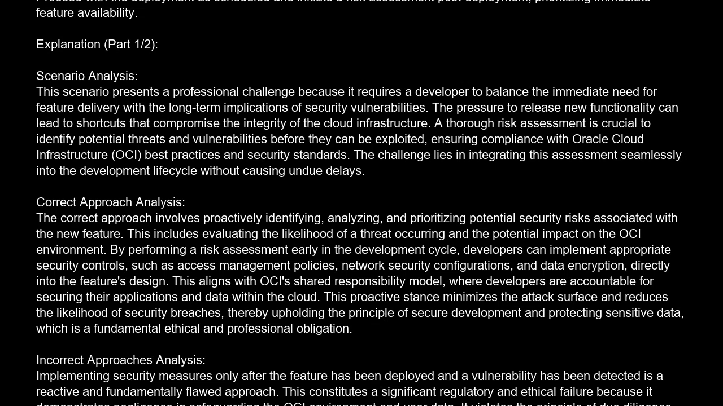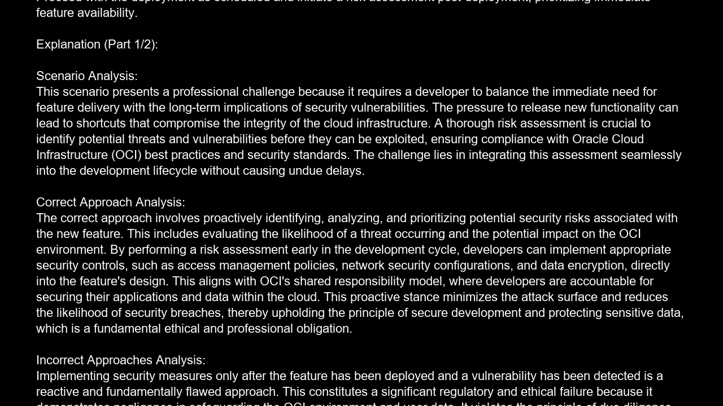The correct answer is C. Proceed with the deployment as scheduled and initiate a risk assessment post-deployment, prioritizing immediate feature availability. Explanation. Scenario analysis. This scenario presents a professional challenge because it requires a developer to balance the immediate need for feature delivery with the long-term implications of security vulnerabilities.